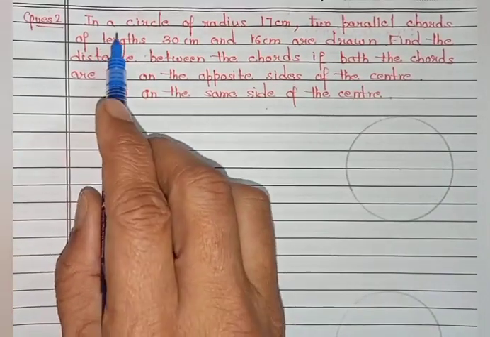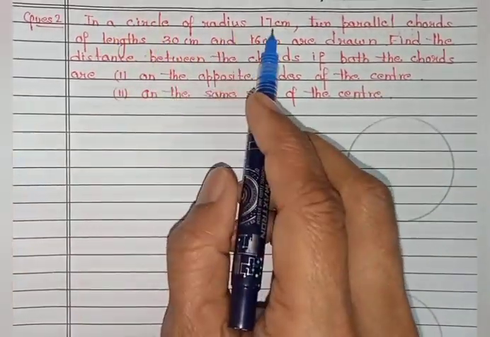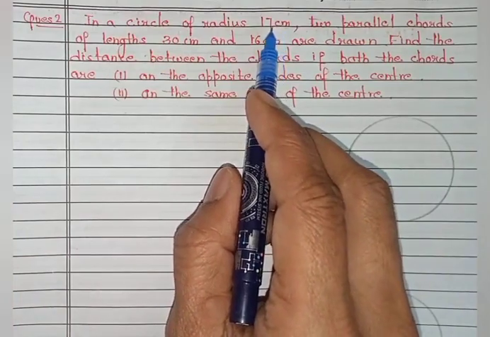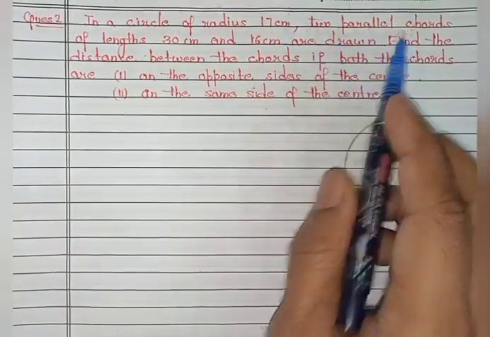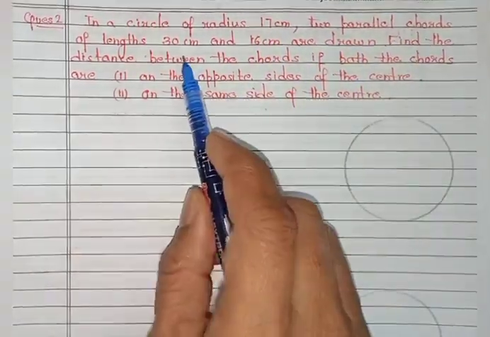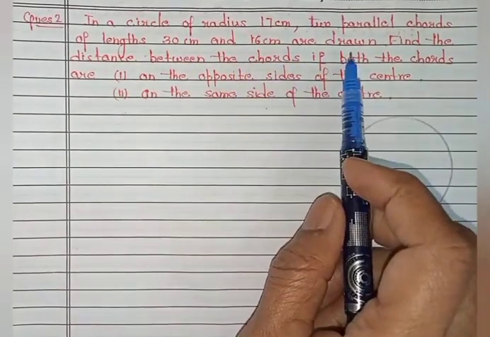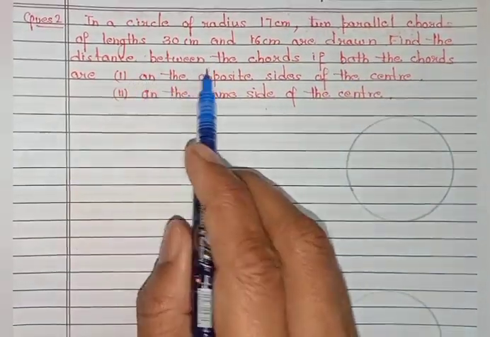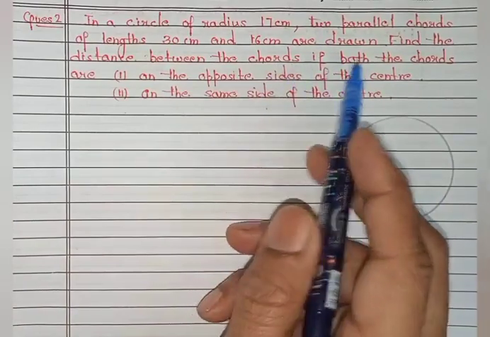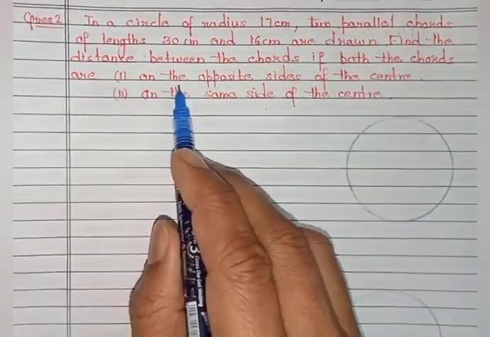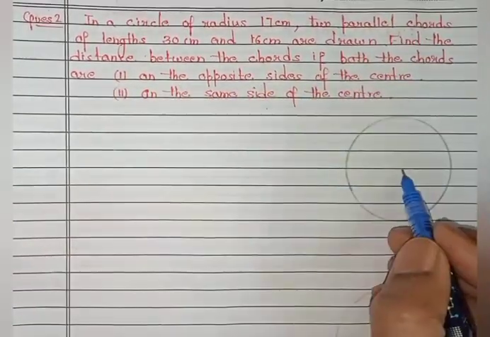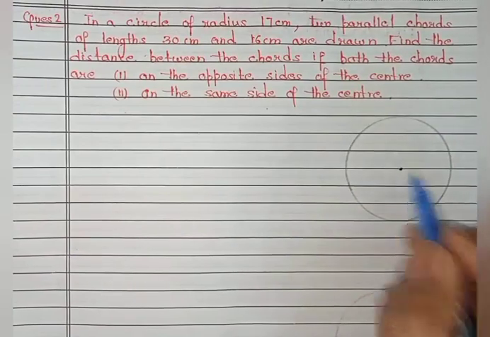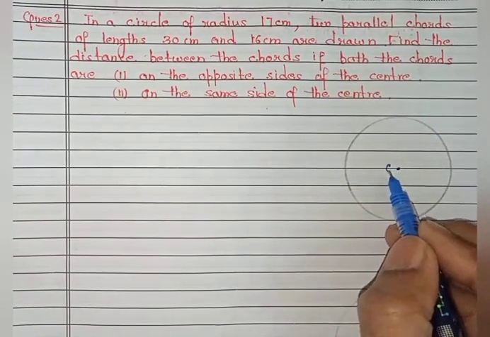Question 2. In a circle of radius 17 centimeter, two parallel chords of length 30 and 16 are drawn. We have to find the distance between the chords if both the chords are on the opposite side of the center. Let us consider O as the center of the circle.